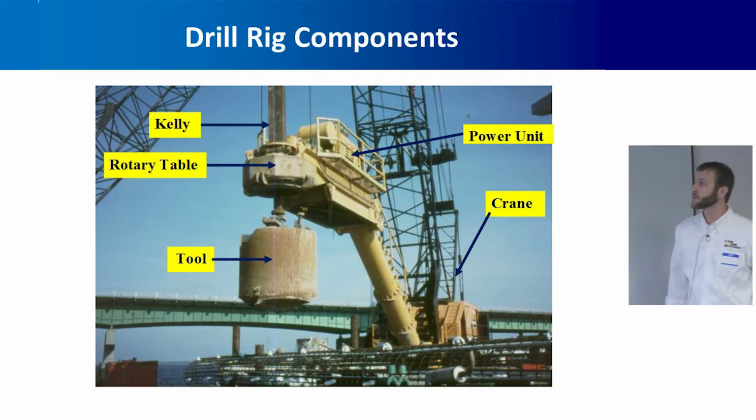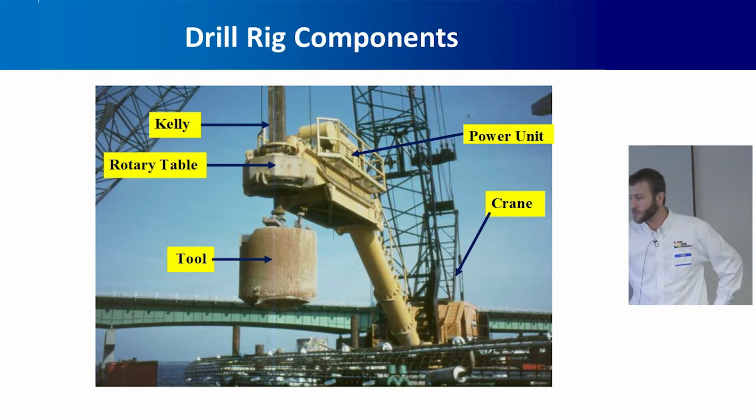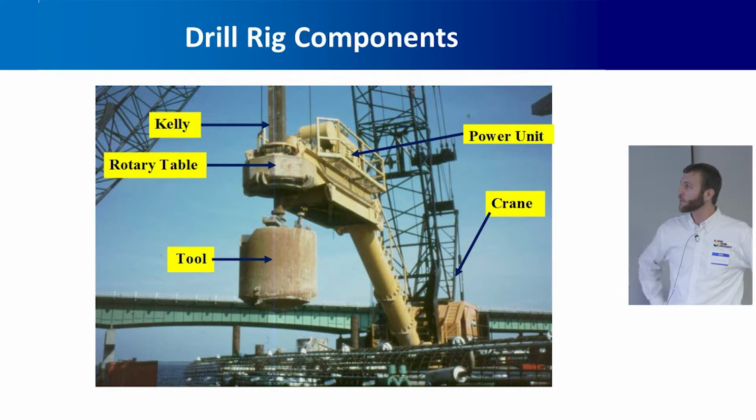So just to define some terms and look at the basic components of a standard drill rig. So this is a crane rig. We've obviously got the crane, and then we have a drill attachment with the power unit, which is pretty much, in this case, just an engine and a transmission. So this is a mechanical type rig. We can also have hydraulic driven rigs.